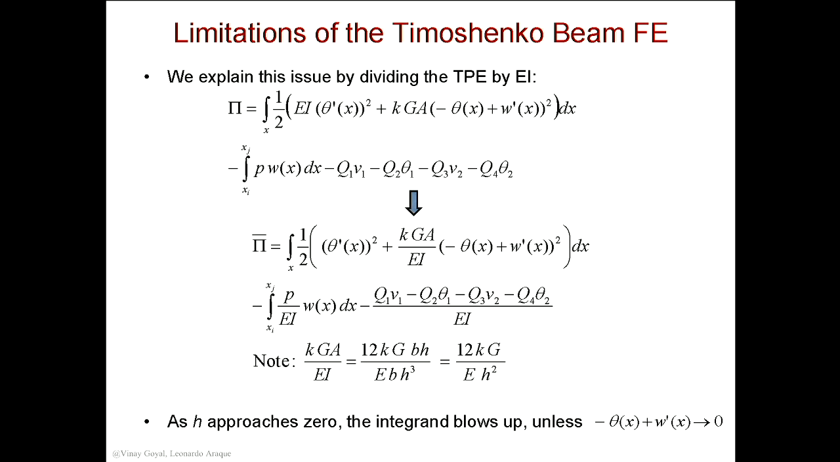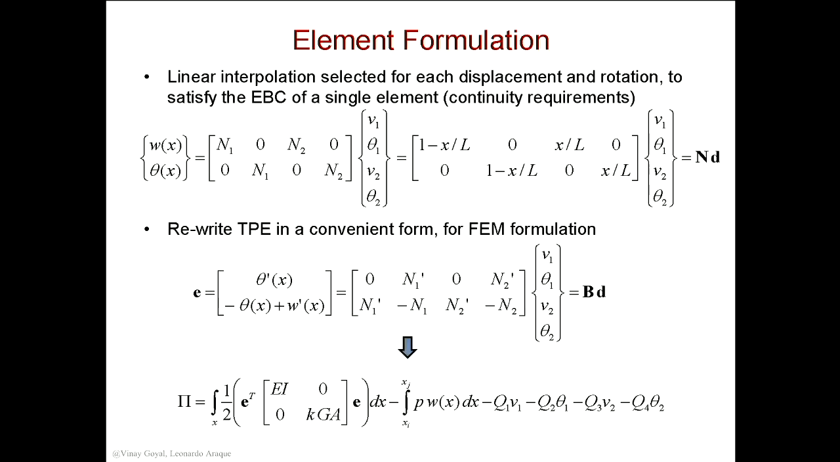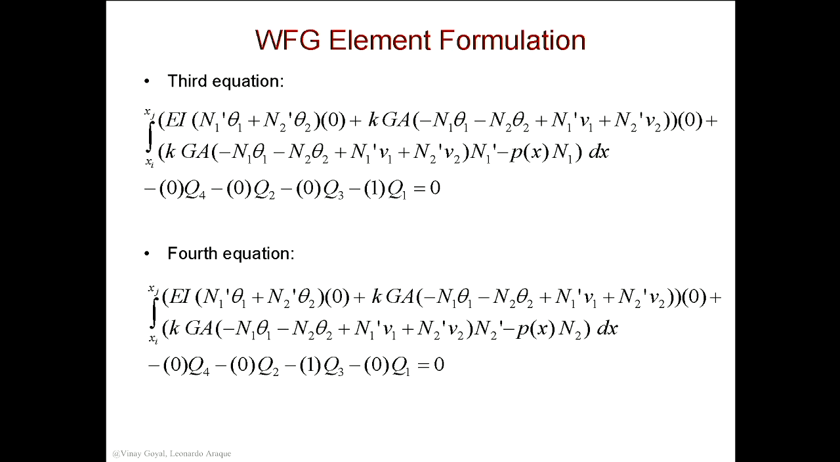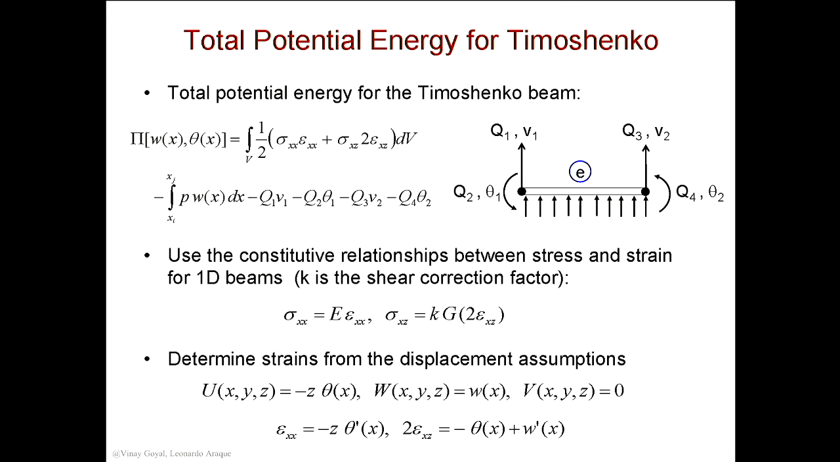Let's ignore this for a second, because the one that we really need to invert is a stiffness matrix, which has KGA over EI. And in fact, when we look back at the weak form of the stiffness matrix, this is what we got. We have EI over KGA, but you will have something similar there when you invert it, okay?